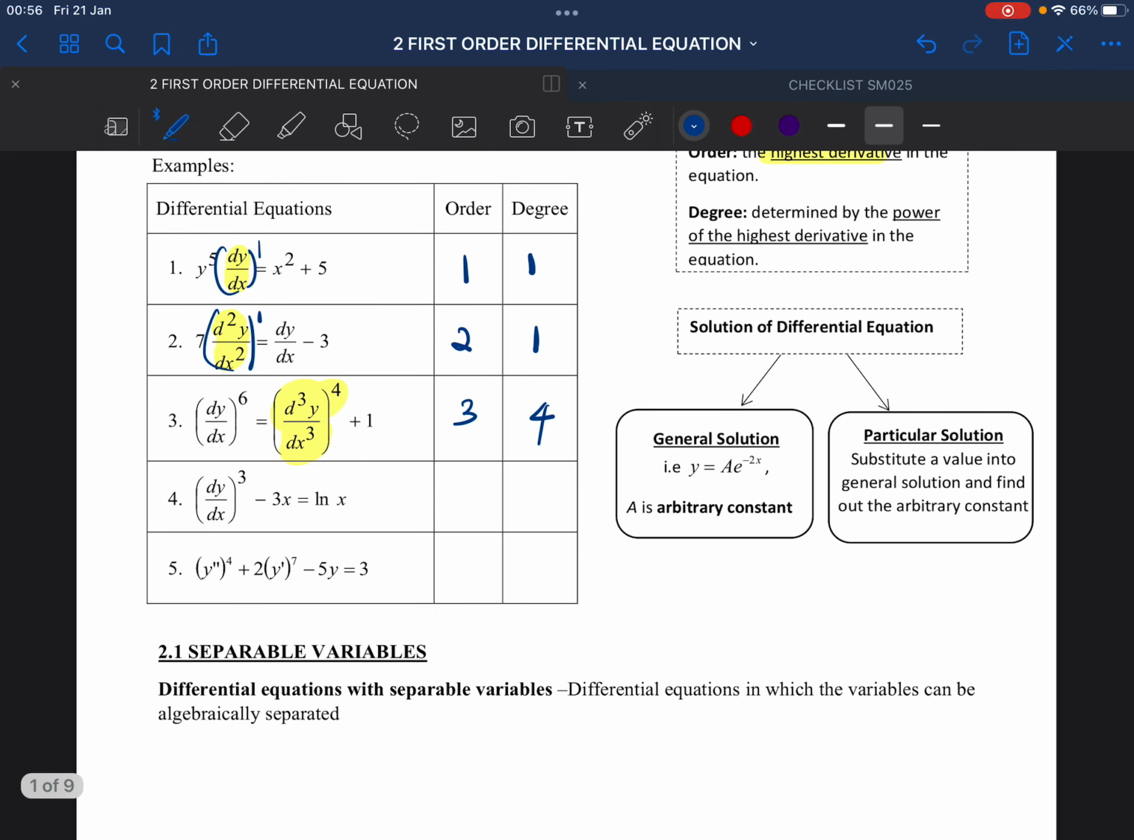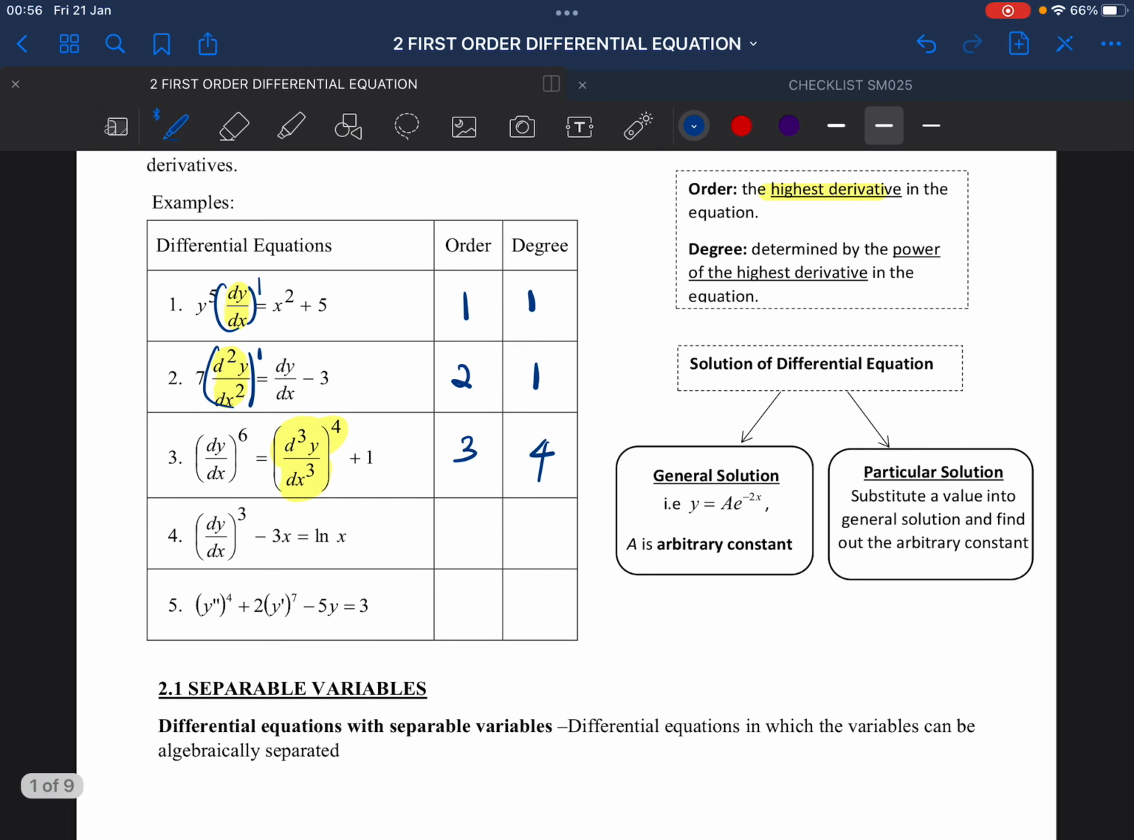Okay, let's see number 4. The order is the highest derivative. We only have one derivative here, which is the first derivative, and the degree is 3. Okay, the derivative can be written as y double prime or y prime as well. So here the order is your highest derivative. We have the first derivative here and the second derivative here. If we focus on this part, your order is 2 and your degree is to the power of 4. So that is your degree.